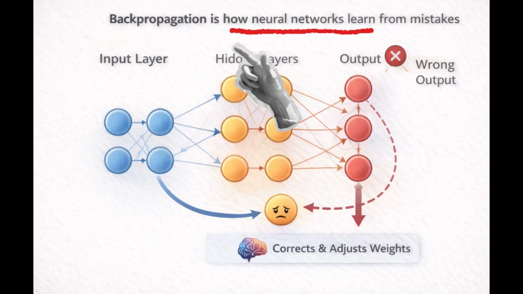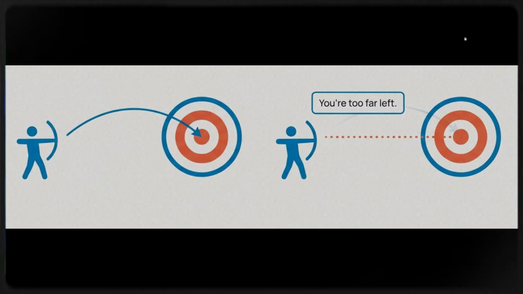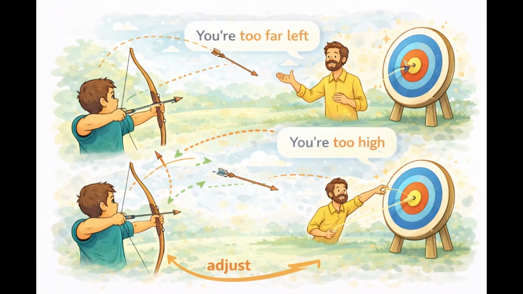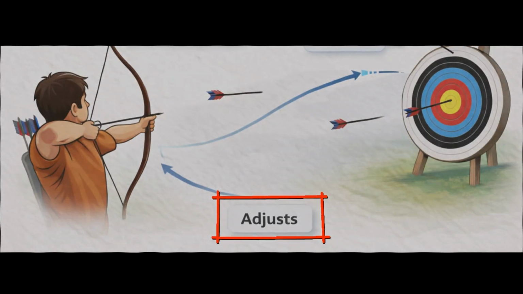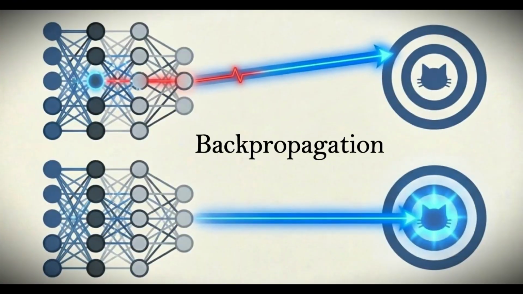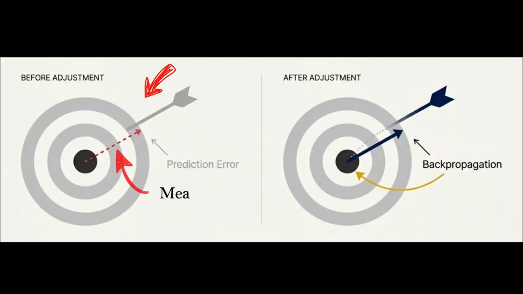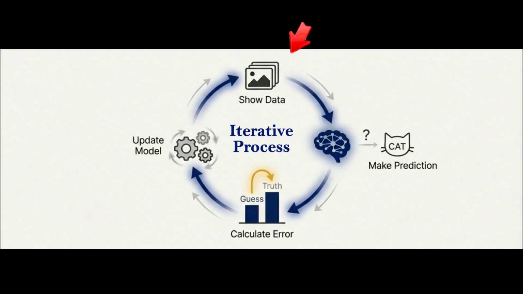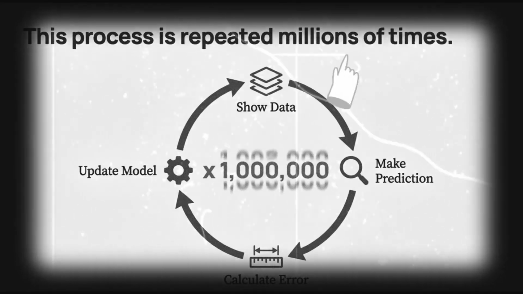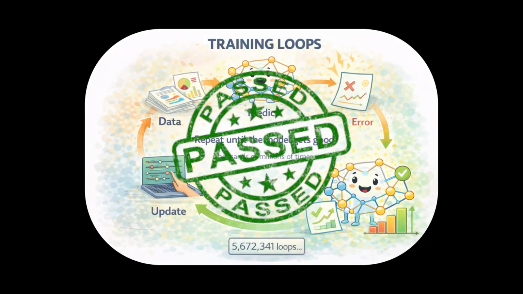Backpropagation is how neural networks learn from mistakes. Imagine shooting arrows at a target. After each shot, someone tells you you're too far left or too high, and you adjust. Backpropagation works the same way. The network makes a prediction, measures how wrong it was, and adjusts its internal parameters to do better next time. Training loops are the iterative process of showing the model data, letting it make predictions, calculating errors, and updating the model. Repeat this thousands or millions of times until the model gets good.